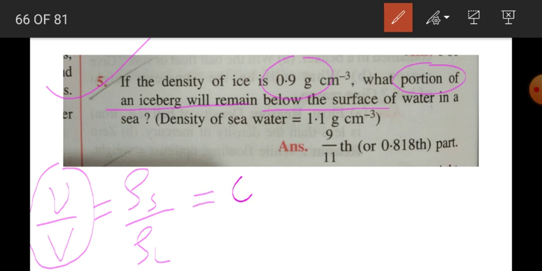Density of the solid, meaning ice, how much is it? 0.9. And what is the density of the liquid? That is sea water. Multiply by 10, it will be 9 by 11 portion is immersed in water. So what does this basically mean?